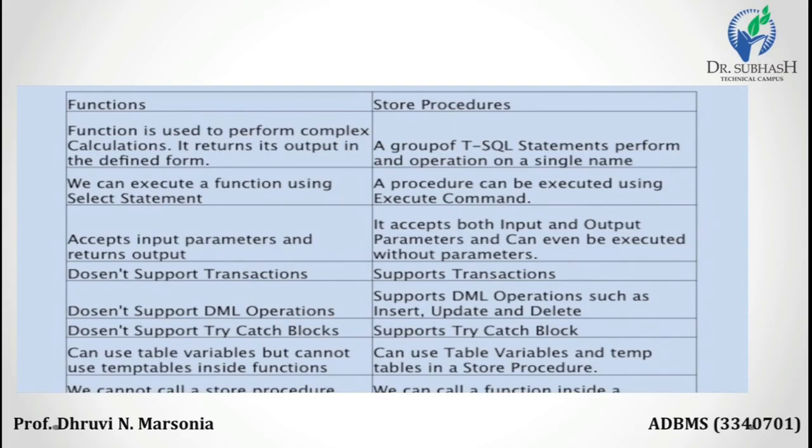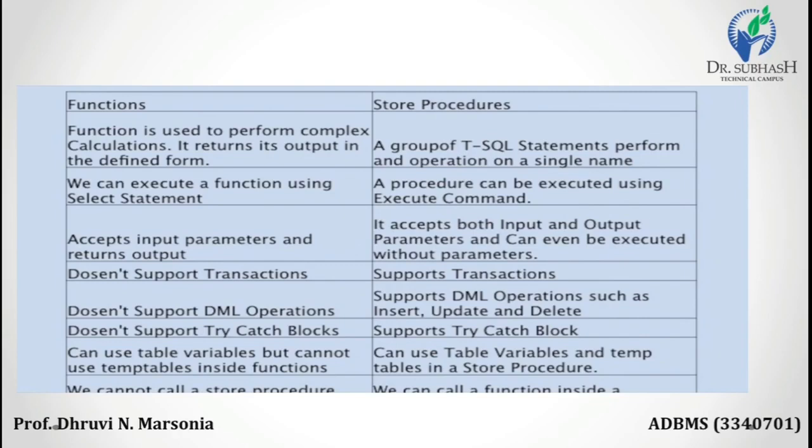A function accepts input parameters and returns the output. A stored procedure accepts both input and output parameters. A function does not support transactions, whereas a stored procedure supports transactions. DML operations are not supported in a function. Operations such as insert, update and delete are supported by stored procedures.